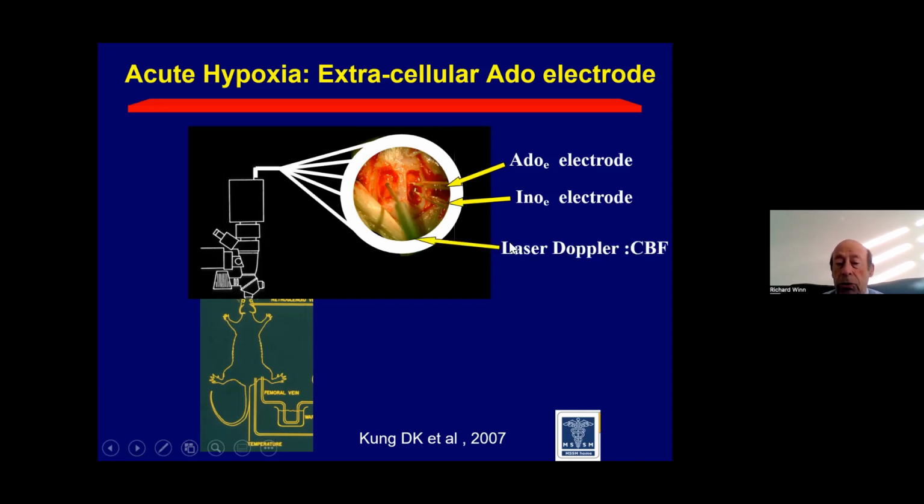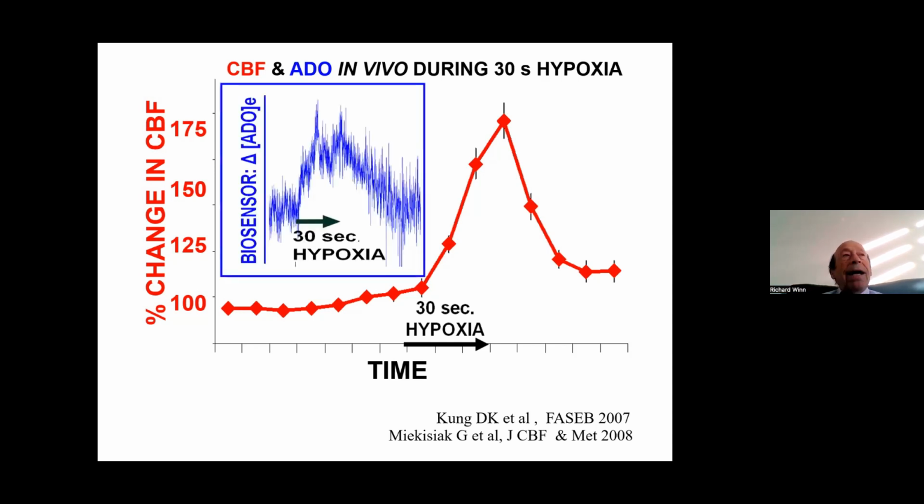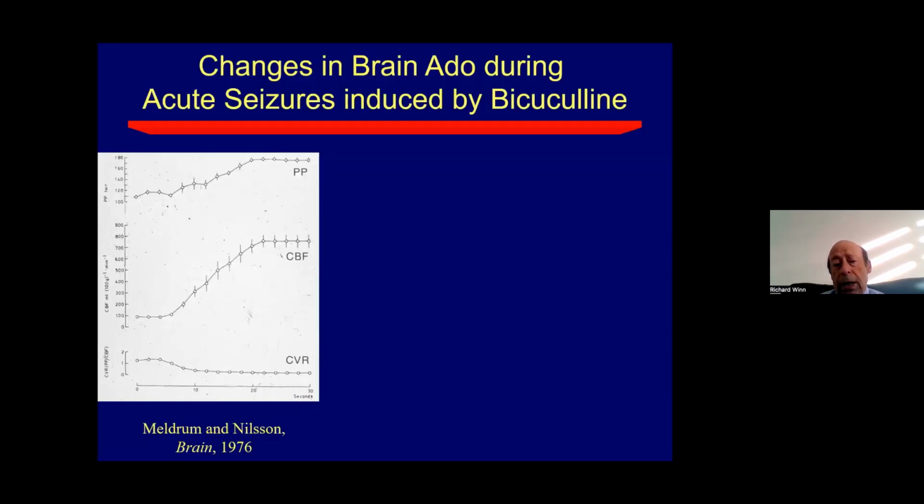And as I said, with laser Doppler. And here's what we get in this situation: cerebral blood flow and adenosine. Adenosine is plotted here. Again, we're using adenosine electrodes, and you can see that adenosine is changing within milliseconds of the change in PaO2, which mirrors and perhaps precedes the increases in cerebral flow. Again, further confirmation that in hypoxia, adenosine could fulfill the criteria for being a regulator of flow.